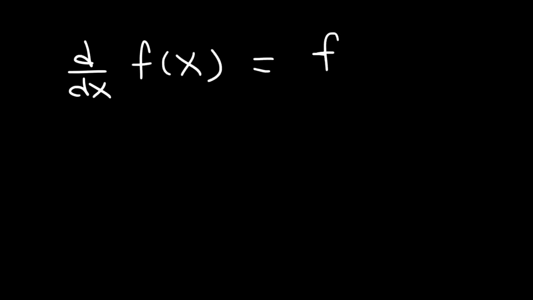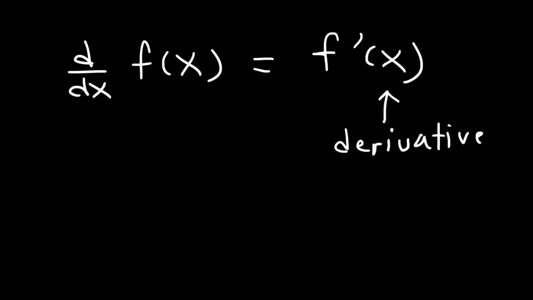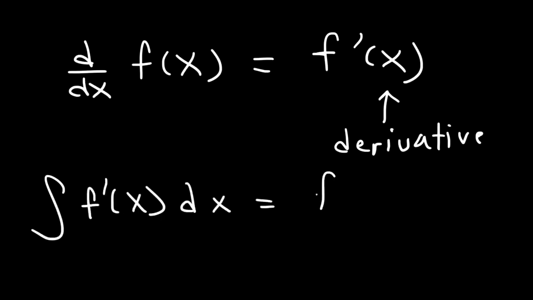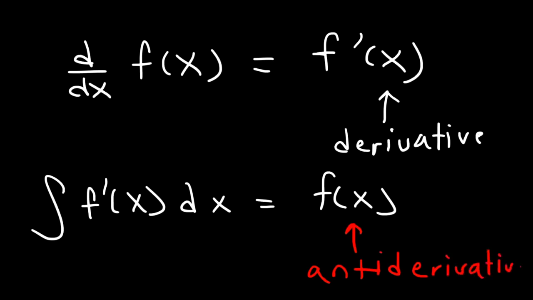For instance, we said that the derivative of the function f of x is equal to f prime of x. So this is the derivative of the original function f. The integral of f prime of x is f of x. So this is the antiderivative, or the integral of f prime. So you can think of integration as finding the antiderivative.